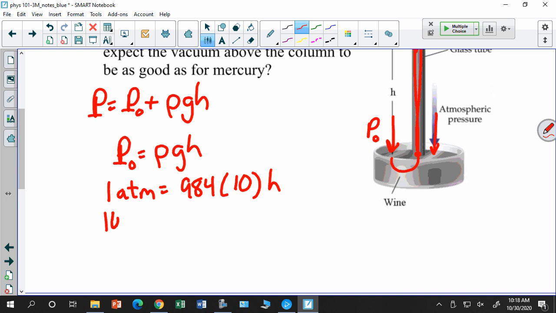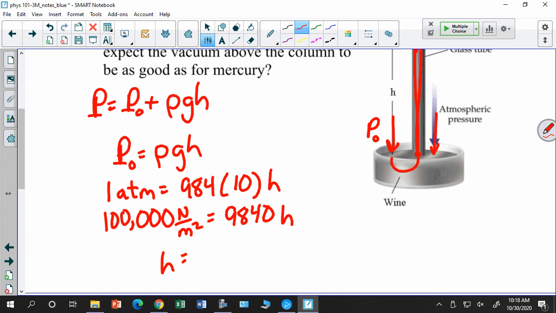Atmospheres aren't SI units, so I'm going to convert that to SI units. 100,000 newtons per square meter equals 9840 times H. And I solve that for H, and that's equal to 10.2 meters. So this barometer that Pascal built had a height of 10.2 meters. So that's the total height of that barometer.